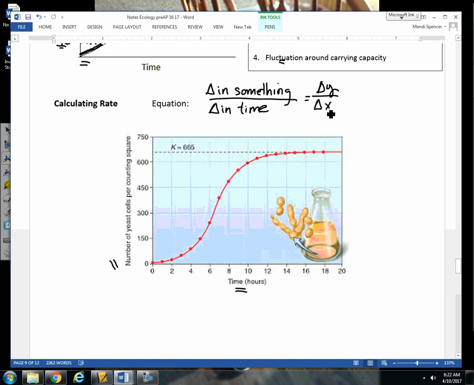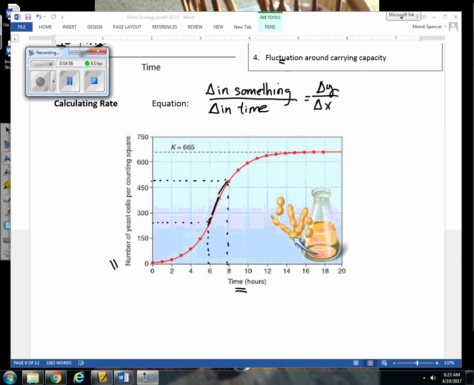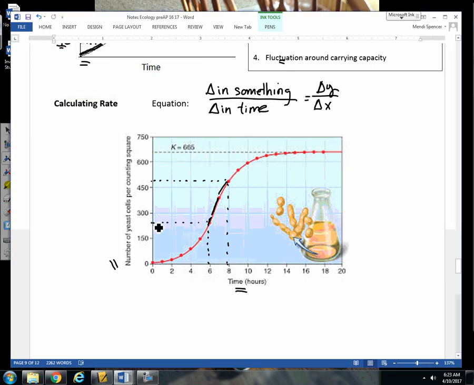So if I asked you to calculate the population growth rate during exponential growth, then we would look at a time like this. We would try to calculate the slope of this line. So we could look between 6 minutes, and we can even go up here to about 8 minutes, or hours in this case. At 6 minutes, our population was here. At 8 minutes, our population was here. So let's figure out our values. We're going to call this about 250 individuals. Let's call this about 500.